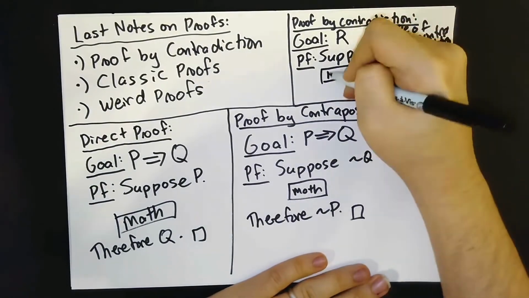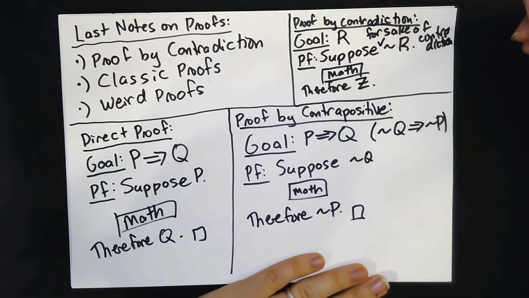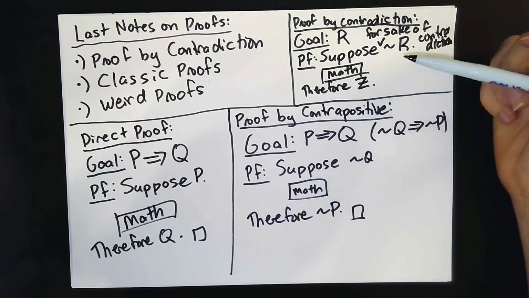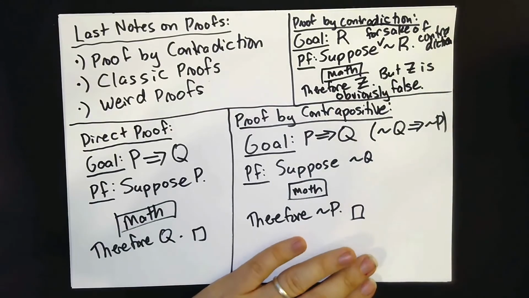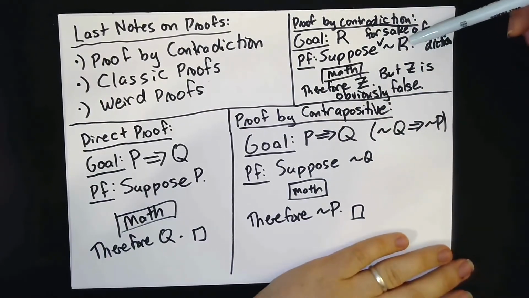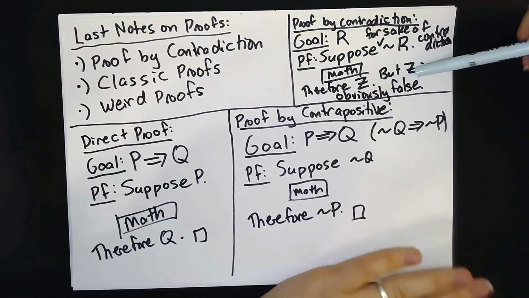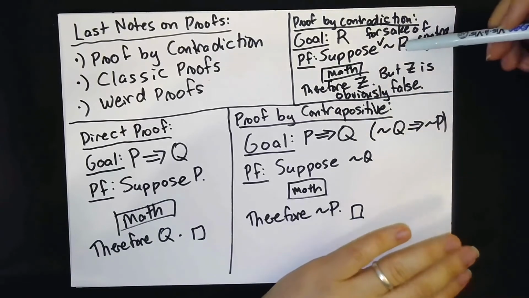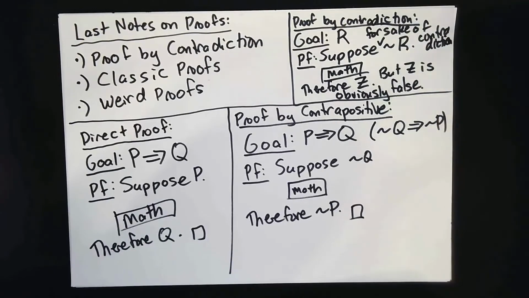So, we start with something like, for sake of contradiction, suppose not R. Then, of course, we have to do some math. And then we get, therefore, and I'm just going to call it Z. And what is Z? Z is some statement that is obviously false. And so what does that say logically? That says that in the universe where R isn't true, Z is true, even though Z is obviously false. And so the word people like to use is, this says the world where R is false is absurd, and therefore R must be true.